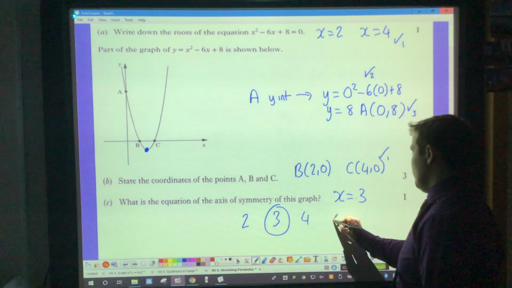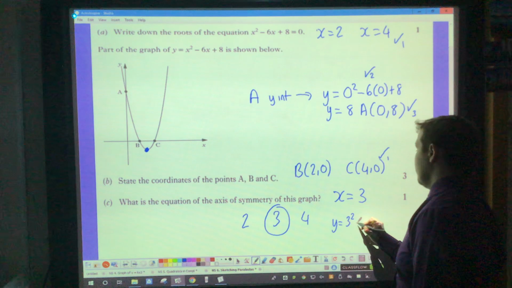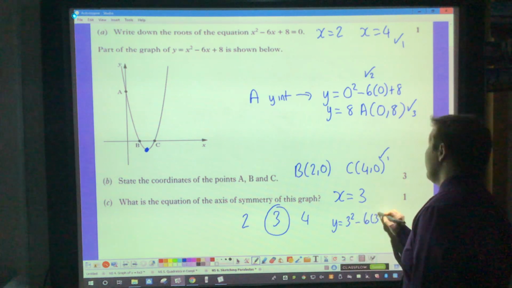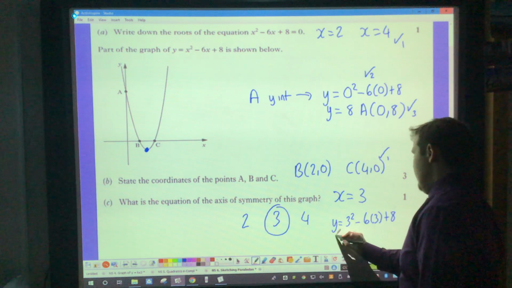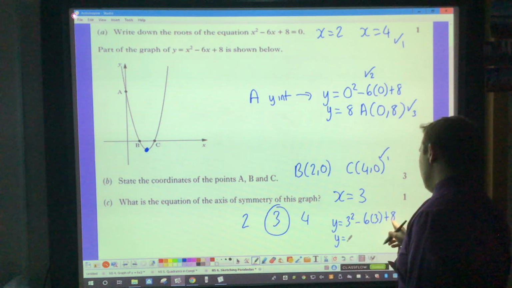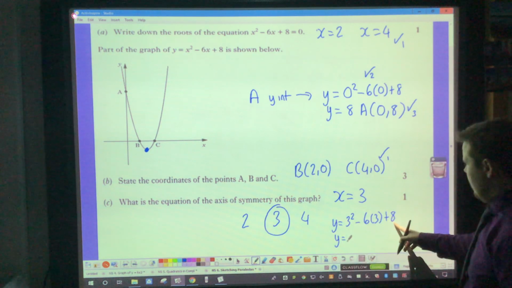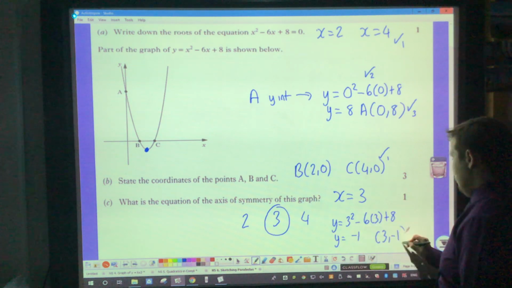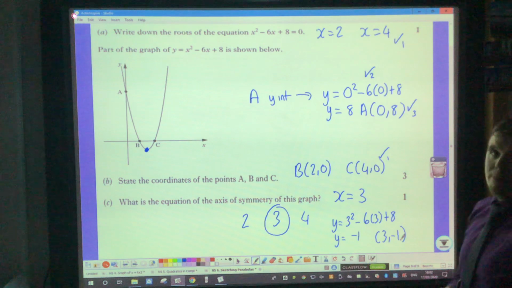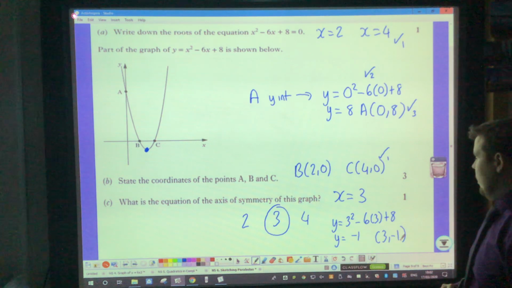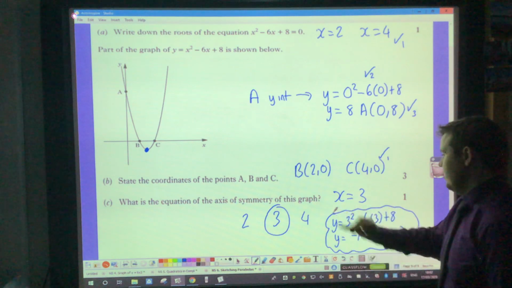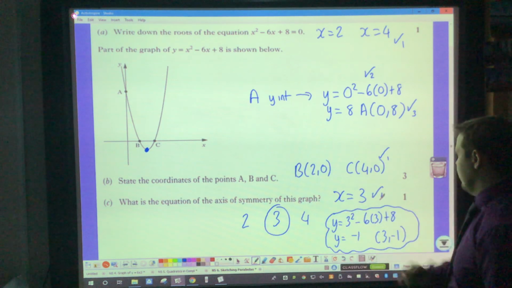We've done half the work, so y equals 3 squared minus 6 lots of 3 plus 8. That is 9 plus 8, which is 17. Take away 18 is minus 1, so the turning point is actually (3, -1). You could find that out by completing the square as well, but that there is just additional, so you didn't need to do that, but it's good practice, and that's just 1 mark for that.